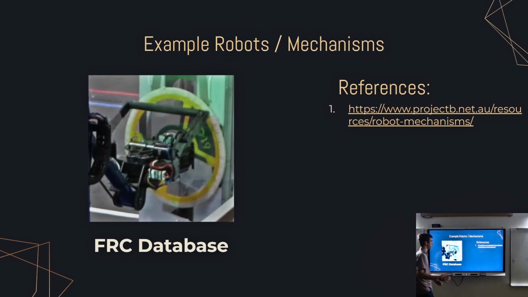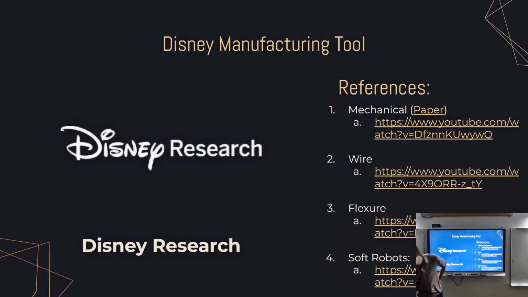So how about extreme complex shape development? There are a bunch of examples and mechanisms. Here's a repository of mechanisms for FRC, which gives you some things to reference when designing yourself, and allows you to think outside the box as well. There are also Disney manufacturing tools and papers on using AI, well, not even necessarily AI, but just programs and math to actually make things for you.